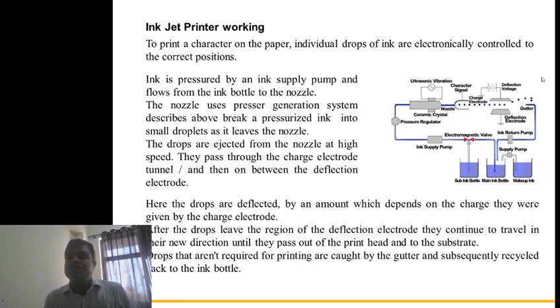So see this diagram, I think the working is clear. First we create high pressure inkjet ink drops, and then these drops are moved to an electronic system that controls the amount of deflection, and then they move to the substrate for printing. Some of the ink that is not used for printing is collected by the gutter, and then it is moved to the ink tank. So that is all about the working of the inkjet printer.